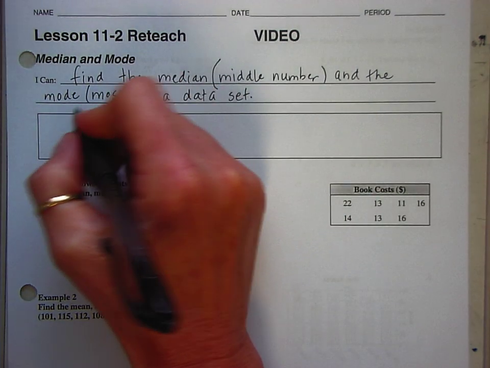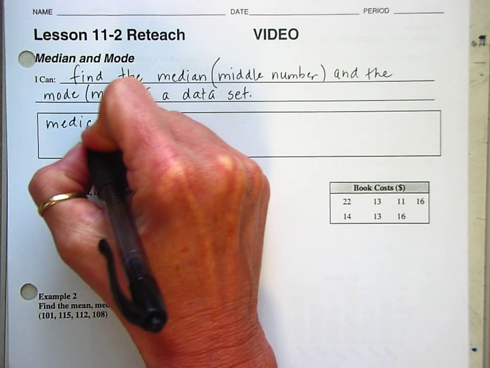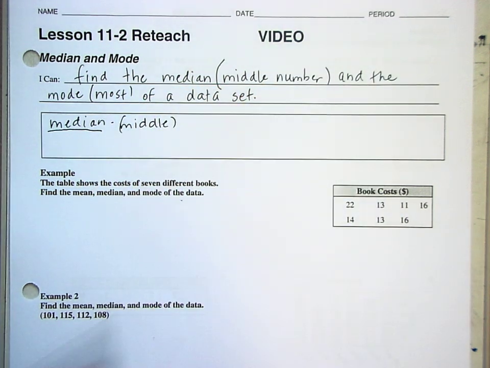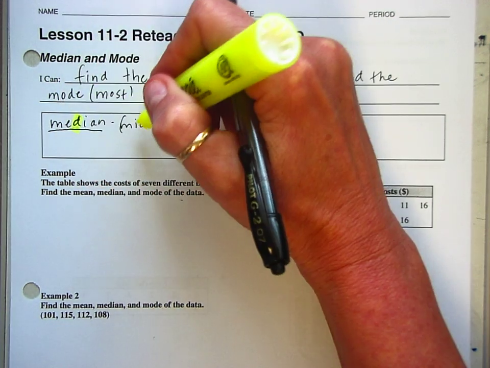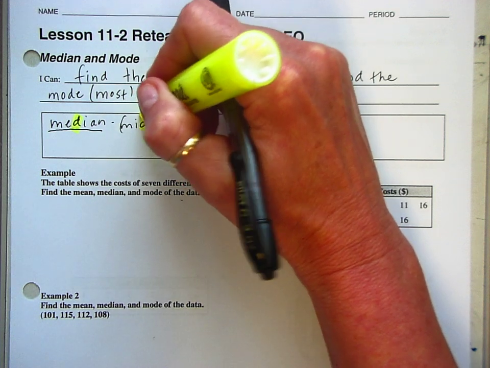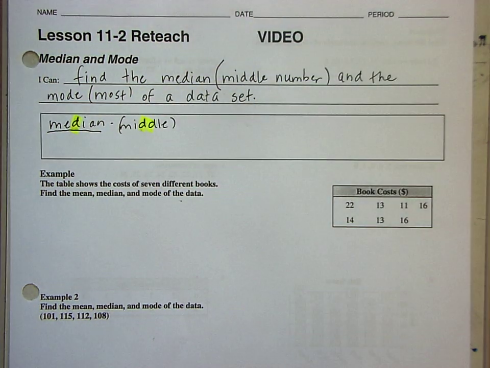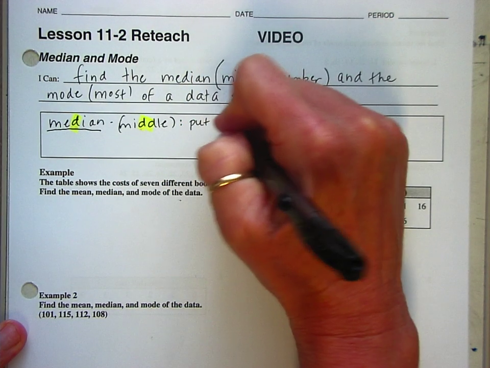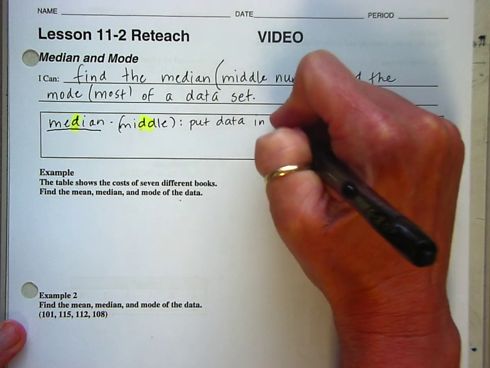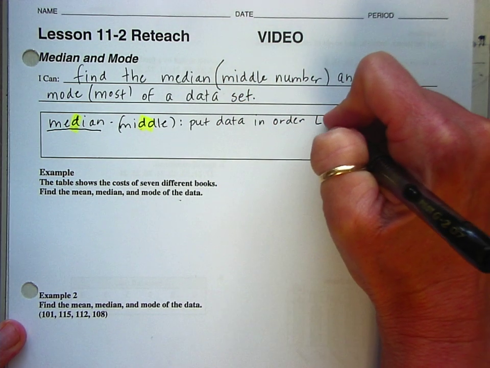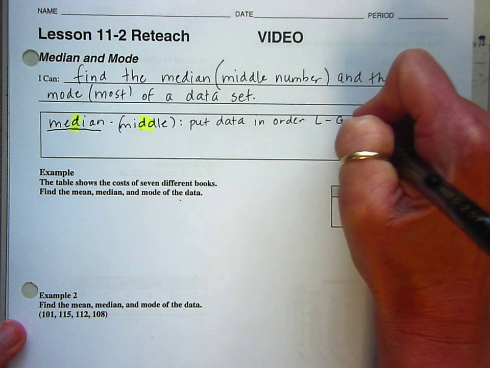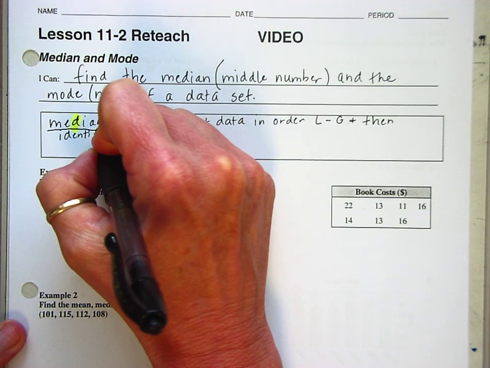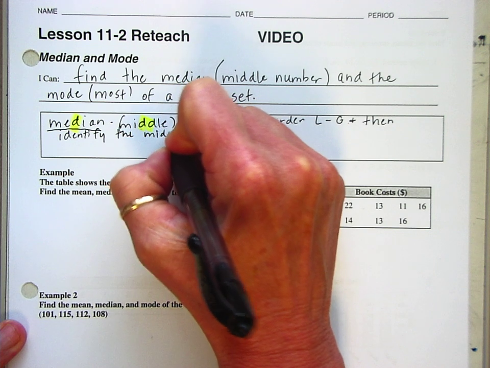All right, and I want to talk about what median is. The best way to remember this is to remember the word middle, and you'll notice that this has a D in the middle, and these have D's in the middle. So you find the median by putting the data in order, least to greatest, and then identifying the middle number.